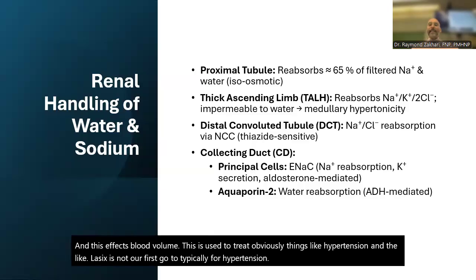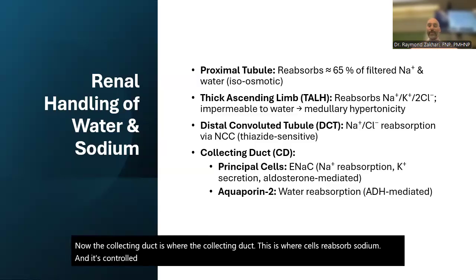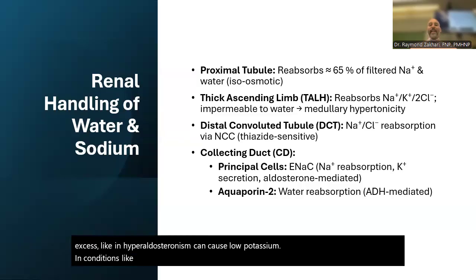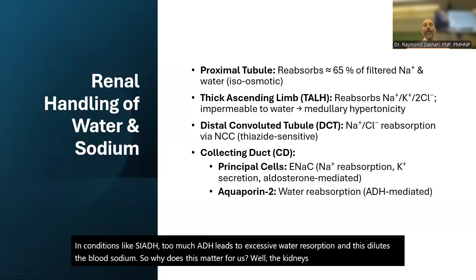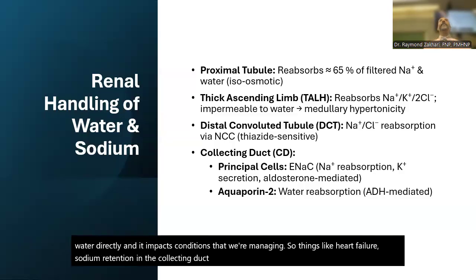Now, the collecting duct is where cells reabsorb sodium, and it's controlled by aldosterone, which also causes potassium secretion. So aldosterone excess, like in hyperaldosteronism, can cause low potassium. In conditions like SIADH, too much ADH leads to excessive water resorption, and this dilutes the blood sodium. So why does this matter for us? Well, the kidneys are handling sodium and water directly, and it impacts conditions that we're managing. So with things like heart failure, sodium retention in the collecting duct increases volume, and this can worsen edema.